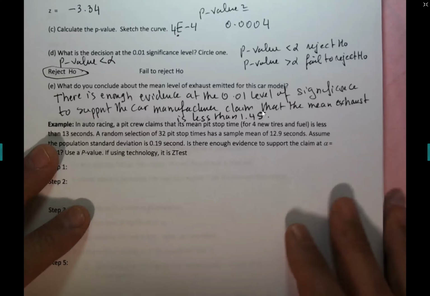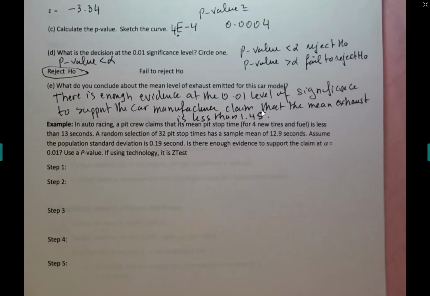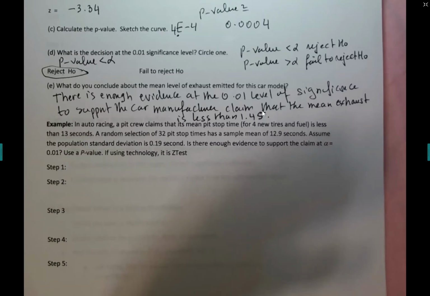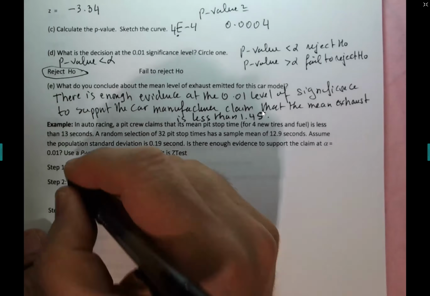In an auto racing, a pit crew claims, these are the ones who change the tires and refill the car with gas in a few seconds. You see that in car race. It takes them seconds to change 4 tires. A pit crew claims that its mean pit stop time for 4 new tires and fuel is less than 13 seconds. So this team is claiming that they can change 4 tires and refuel the car in less than 13 seconds. You want to study this claim. You're suspicious. You want to see if this claim is valid or not. So can you guys help me state the null and the alternative hypothesis first?